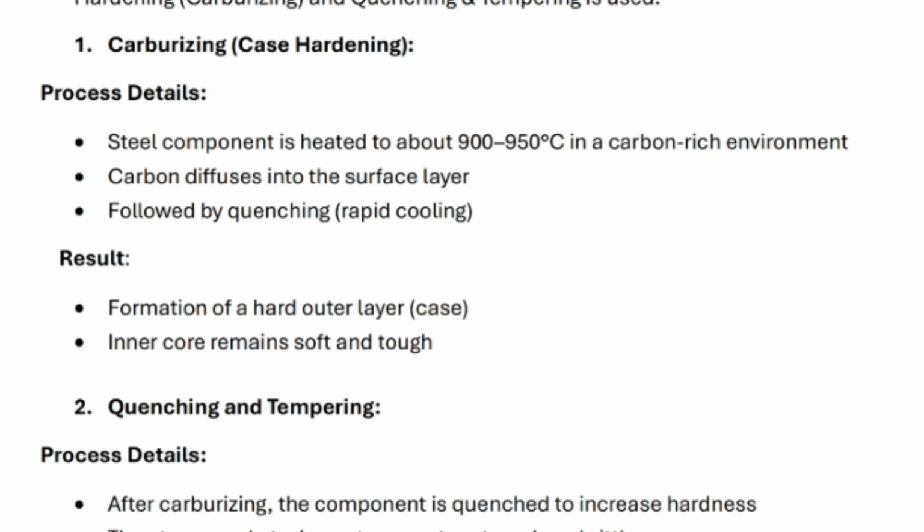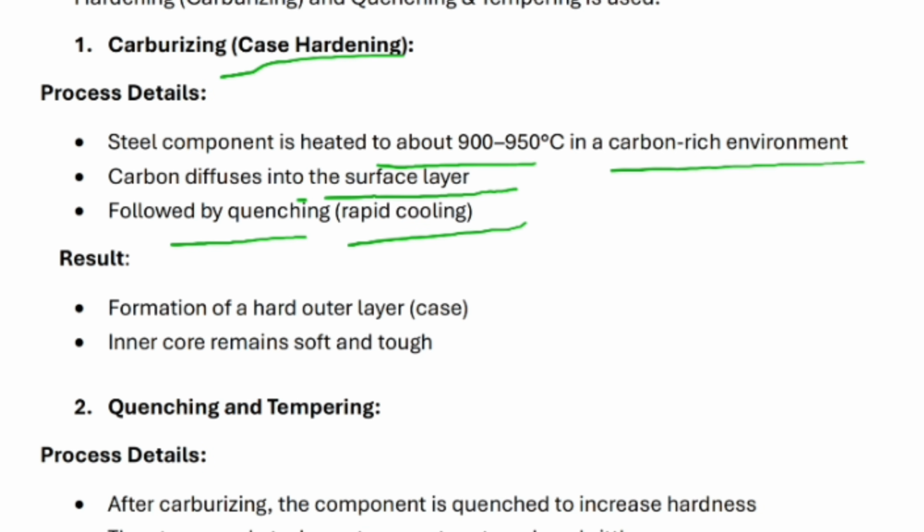Carburizing is also called case hardening. Coming to the process details: the steel component is heated to about 900 to 950 degrees Celsius in a carbon-rich environment, and after that the carbon diffuses into the surface layer. It is followed by quenching, that is, rapid cooling. The result is the formation of a hard outer layer, the case, while the core remains soft and tough.